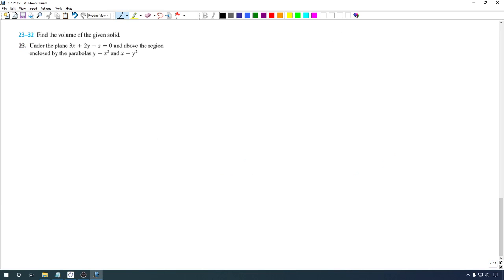Let's do one more problem in this video. So here we're looking at problem 23. They're asking us to find the volume of a given solid. So this time they're not just telling us to do a double integral, but they're asking us to find a volume, and we're going to be using a double integral to make that happen. We're working with a plane, and we're looking at a region enclosed by two parabolas, y equals x squared and x equals y squared.